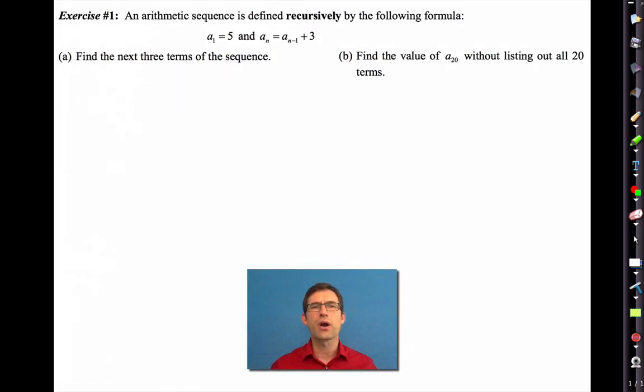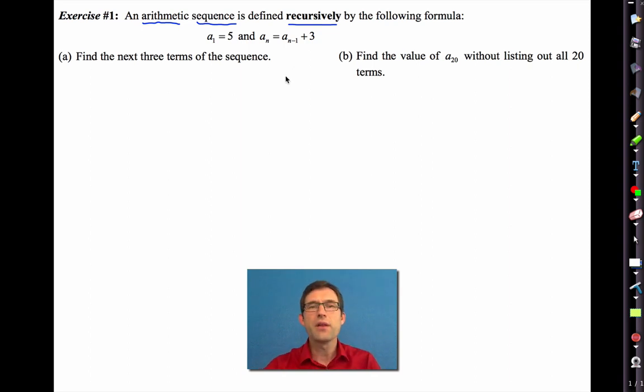Now, we have to really start with kind of a blast from the past. Exercise 1 says that we have an arithmetic sequence defined recursively by the following formula. A1 equals 5. A sub n equals a sub n minus 1 plus 3. Find the next three terms of the sequence.